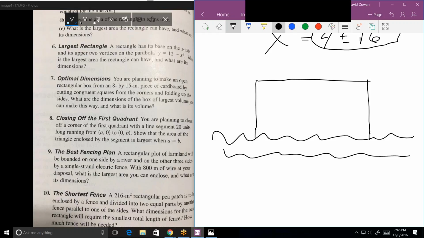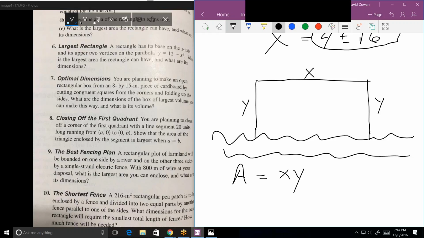Like any good word problem, we need to put some variables. Let's call this x, the horizontal distance, and let's call this y, and that's clearly y also. When you're doing these optimization problems, the very first thing you want to do is figure out what you're trying to optimize. Well, we're trying to optimize area. What's the area of that shape? It's x times y.